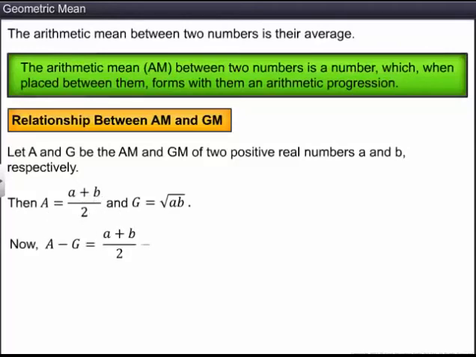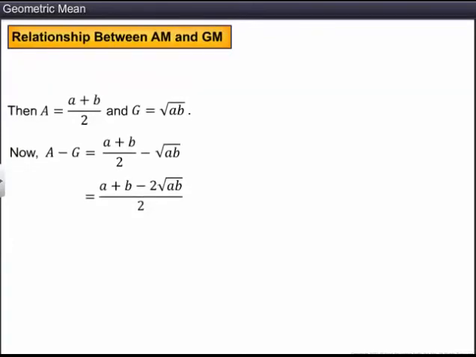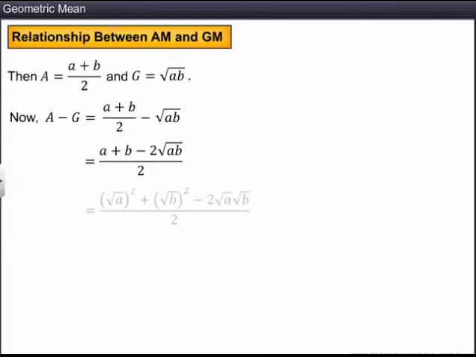This is equal to A plus B minus 2 times square root of A into B, whole divided by 2. Now, A can be written as root A whole square and B can be written as root B whole square. This implies A minus G is equal to root A minus root B whole square upon 2, which is greater than or equal to 0.